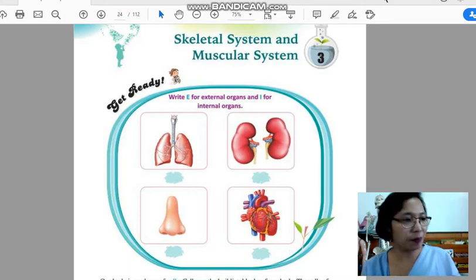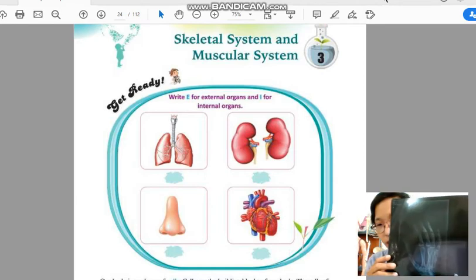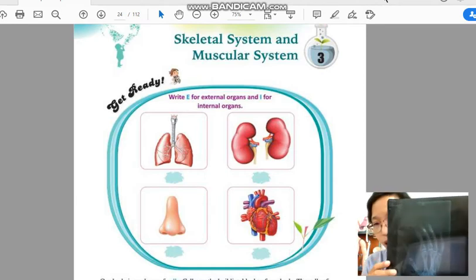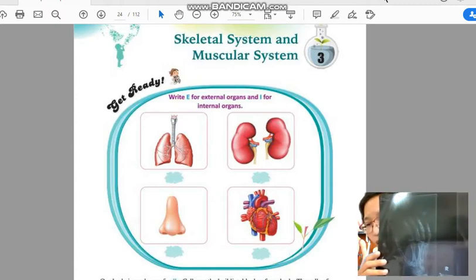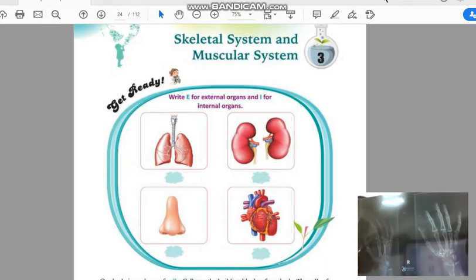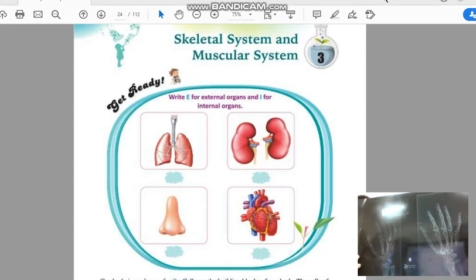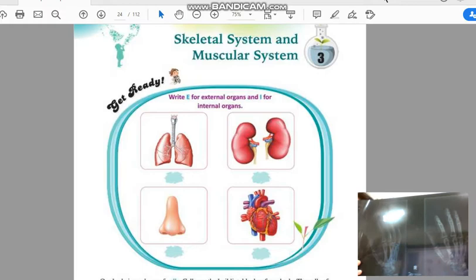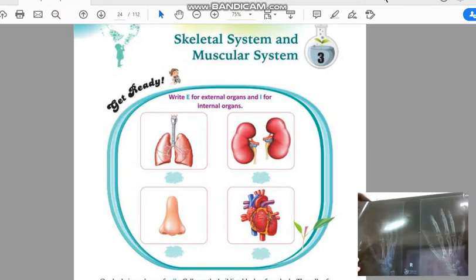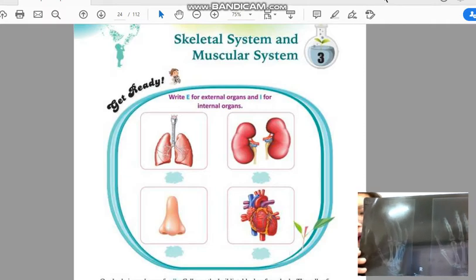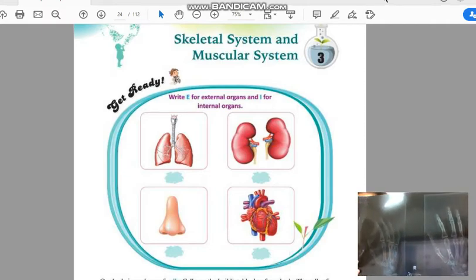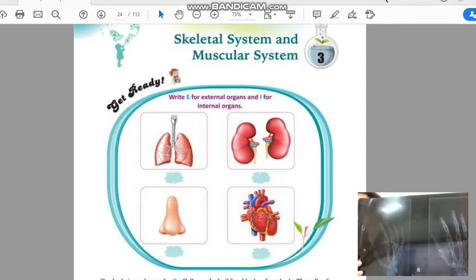I will give you an example. If you can see, this is the X-ray picture of the human hand. Yes, this is the X-ray or Rontgen picture of the human hand. So this is an example of the endoskeleton, which means the internal skeleton inside our body. The endoskeleton develops under the skin, deeper in the body tissue.